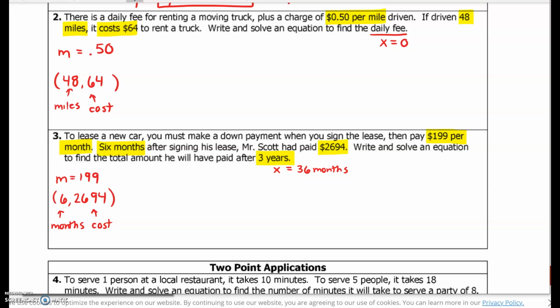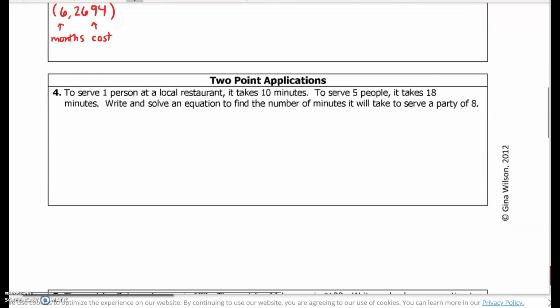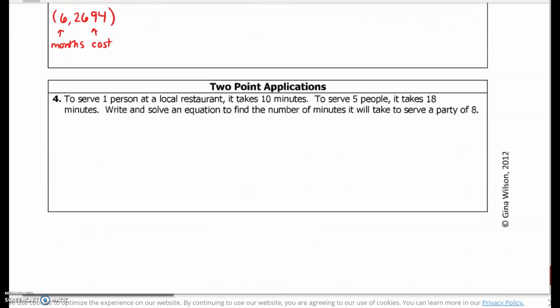So that should give you a great starting point for the first 3 questions. Again, for 2 and 3, follow what we did to write and solve the equation on number 1. Now, for numbers 4, 5, and 6, you will notice that we talk about 2-point applications, meaning that we are missing the slope. We're given 2 points.